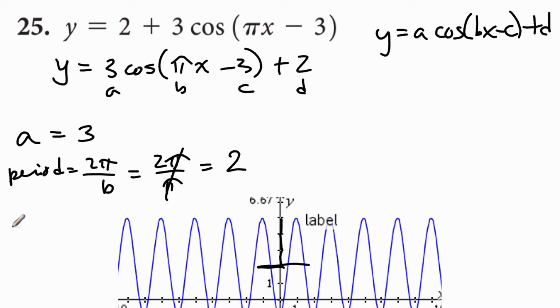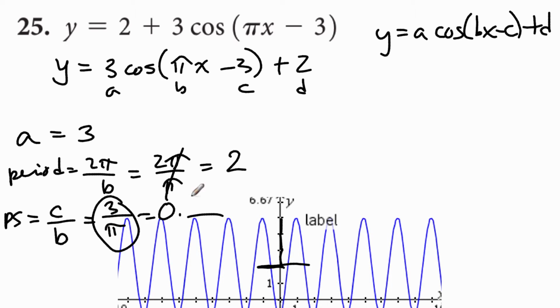What's the other thing? Oh, phase shift. You get the phase shift by dividing c by b. My c value is 3 and my b value is pi, so my phase shift is going to be 3 divided by pi. If you divide that, it'll come out to 0 point something or other.